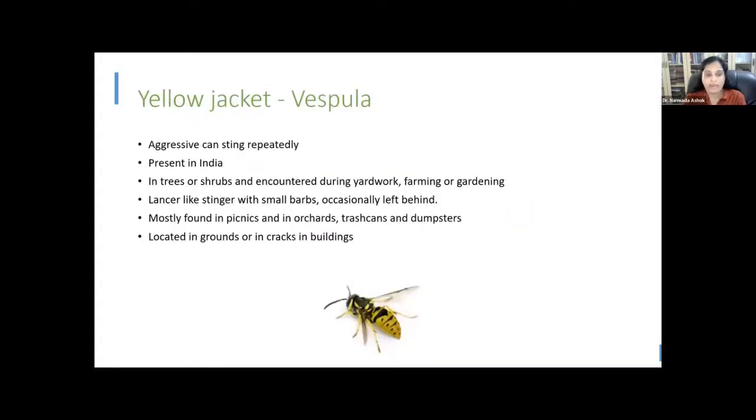The yellow jacket or Vespula in a tree or shrub is generally encountered during yard work, farming, and gardening. It has a lancet-like stinger with small barbs, and as we said, only occasionally is it left behind. Predominantly it is the bees that autotomize more. They are mostly found at picnics and in orchards, trash cans, and dumpsters.